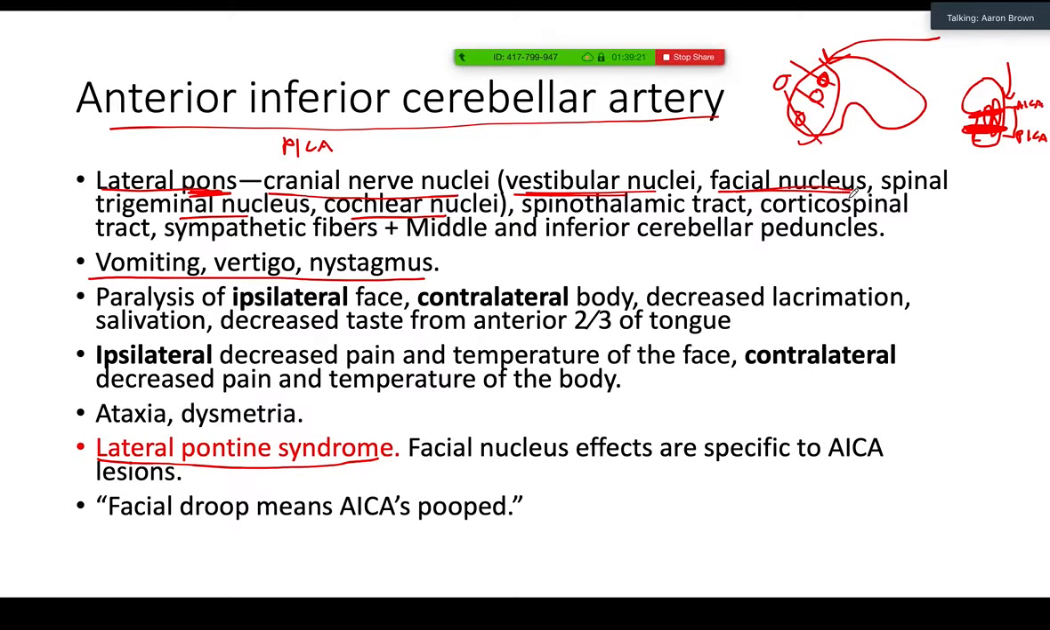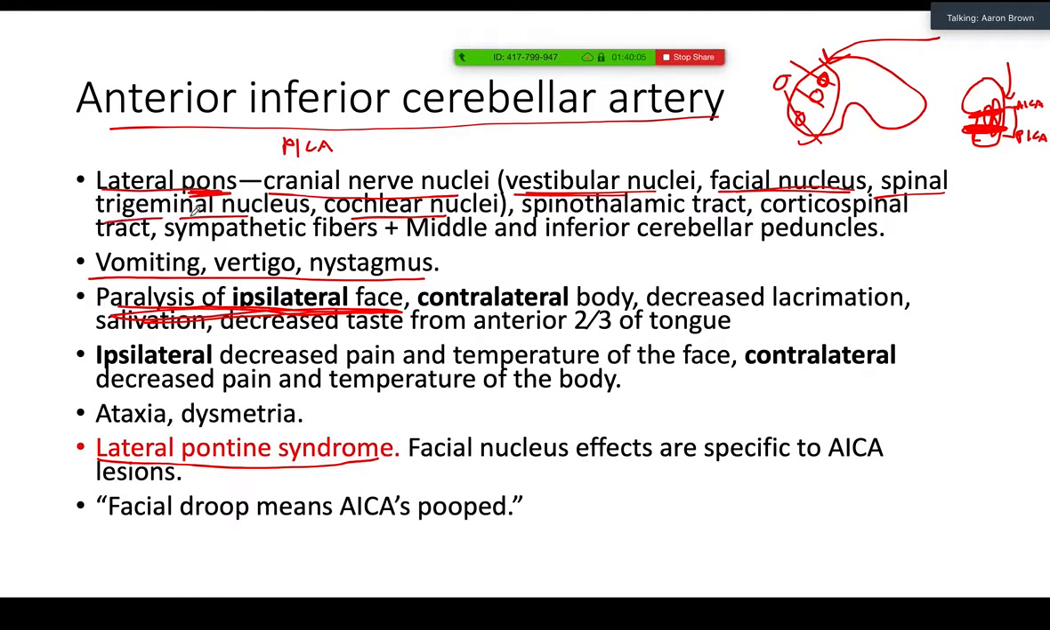When we talked about our lateral medullary syndrome 1 slide ago, and we talked about Wallenberg syndrome, did we say anything about facial nucleus? Did we say anything about paralysis of the face, which is what a lesion there would be? No. We said we have loss of sensory of the face, right, because of our trigeminal nucleus, but we said 0 about our motor to the face, okay? And so this is going to be our way of knowing that this is an AICA, not a PICA. AICA causes paralysis of the face on the same side. Paralysis of the face on the same side.